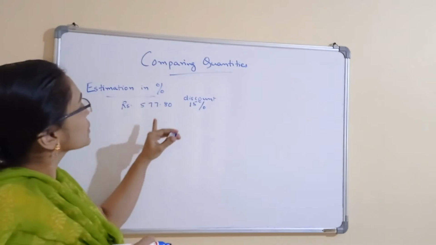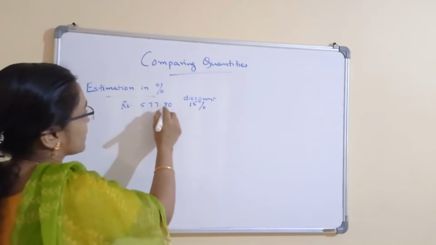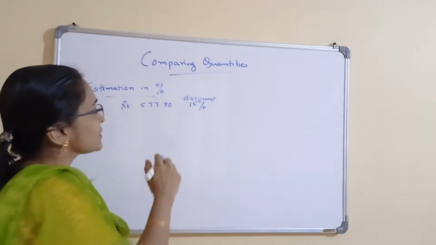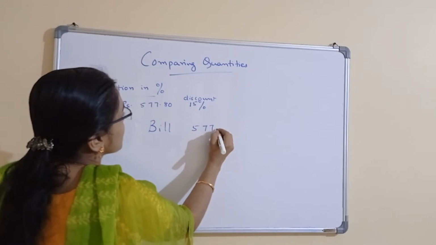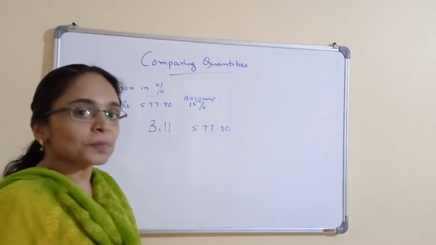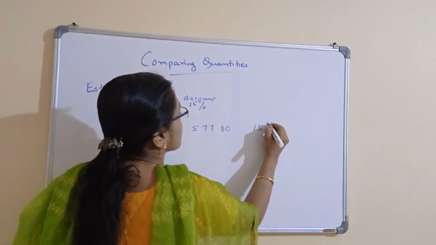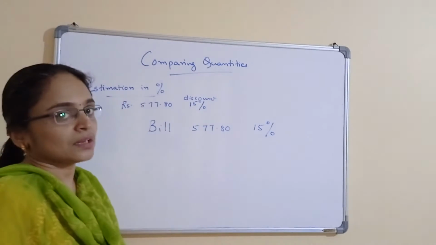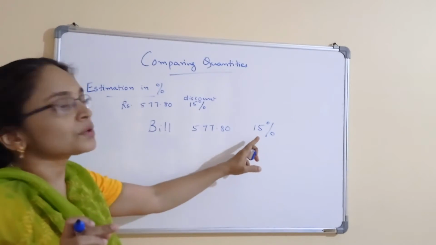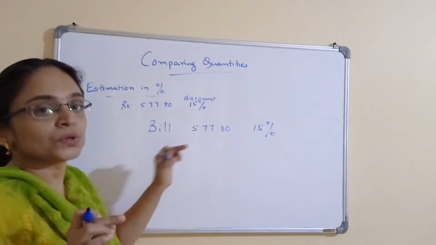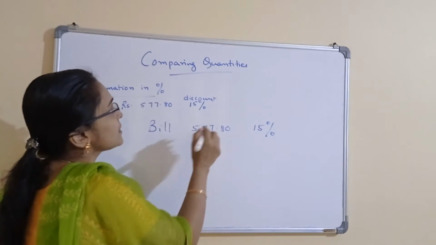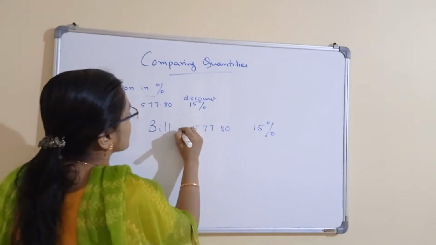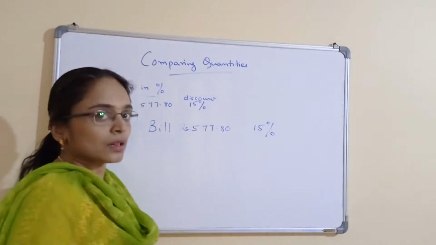Okay. Now we'll see how to estimate percentage. Let us say that you bought some items from a shop for 577.80. That is, you got bill as 577.80. The shopkeeper has allowed a discount of 15% on this bill. So without using calculator, you have to estimate the amount that you have to pay after discount. Okay. So 577.80 rupees is the bill.